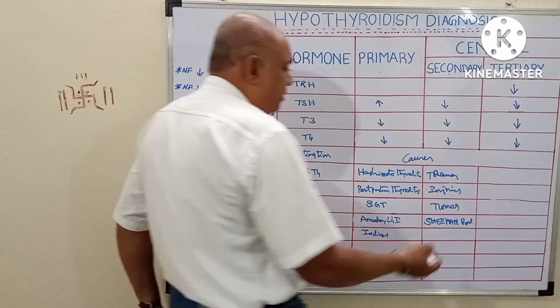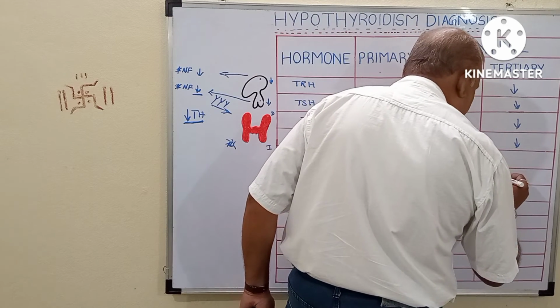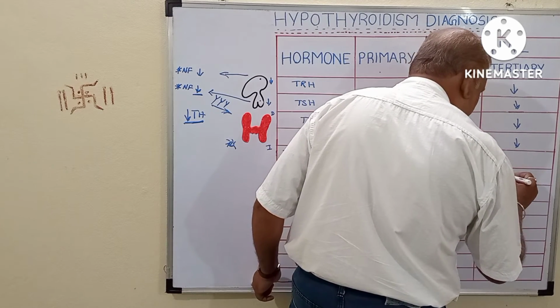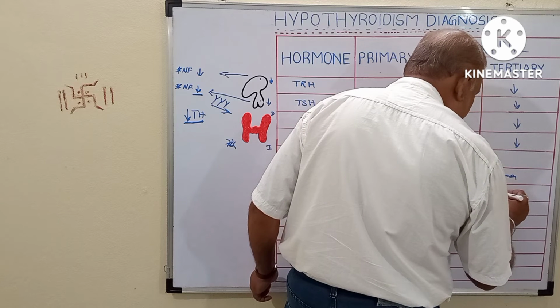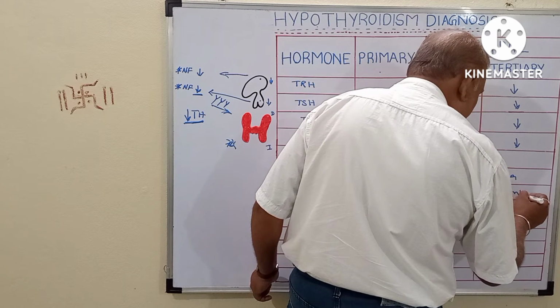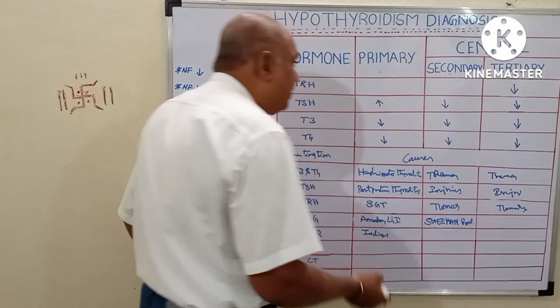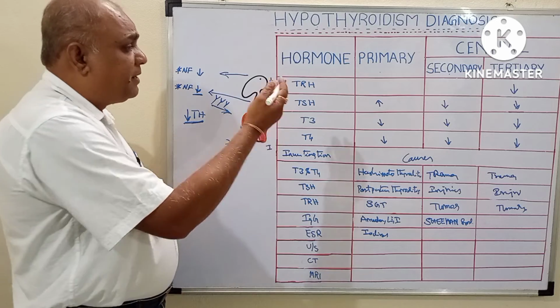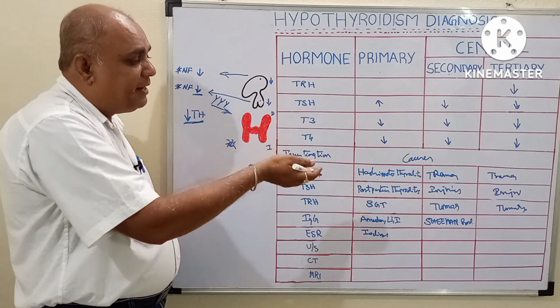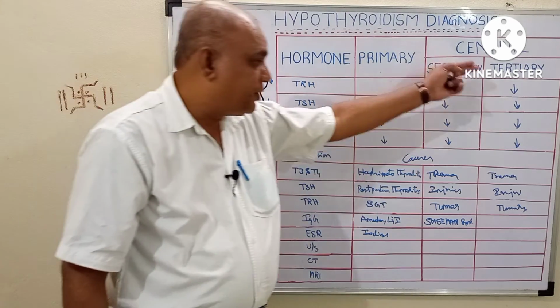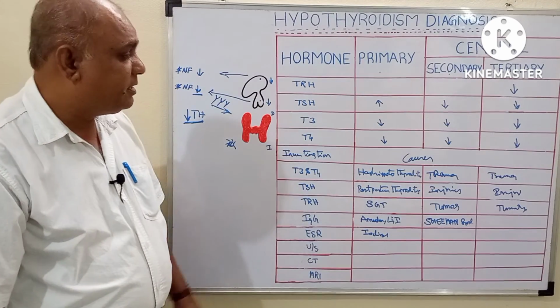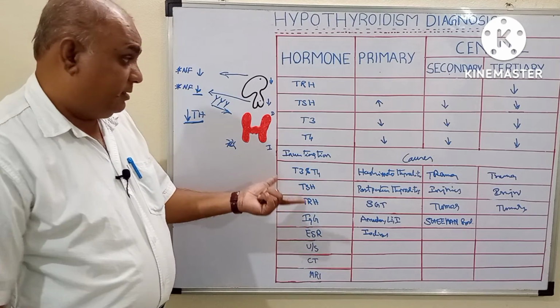The common causes for this are trauma, injury or tumors. These are the causes and studies of primary hypothyroidism, secondary hypothyroidism and tertiary hypothyroidism.